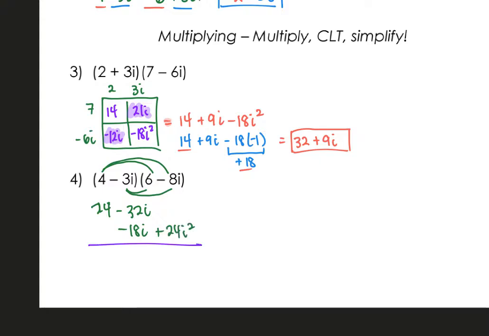And then combining like terms, we have 24, minus 50i, plus 24i squared. But we know that i squared is negative 1. So this is going to end up giving us minus 24. So our real parts are going to cancel out, because 24 minus 24 is equal to 0. So we're just left with negative 50i.